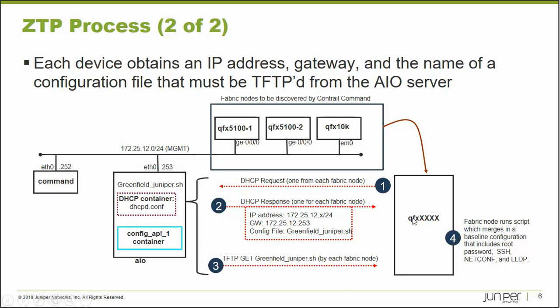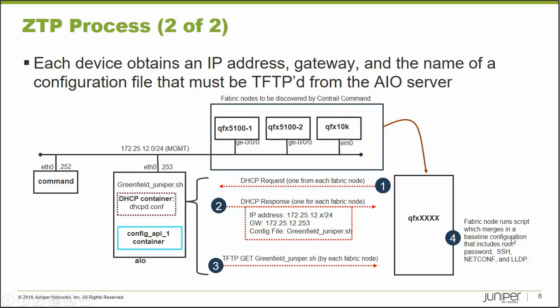Then because it was told to grab this file, it will TFTP from this .253, the TFTP server. It'll download that script, which essentially is a Juniper config that needs to be merged, and it merges it into its config, and now it allows for the AIO server to actually log into that box.